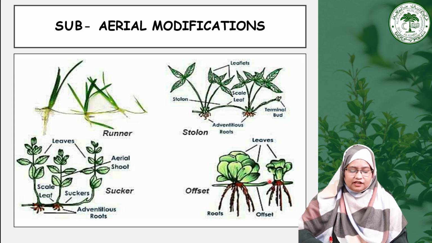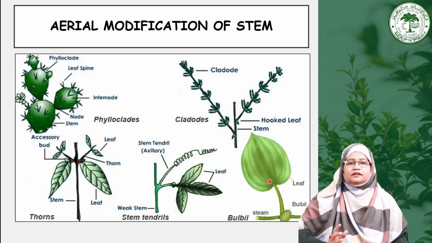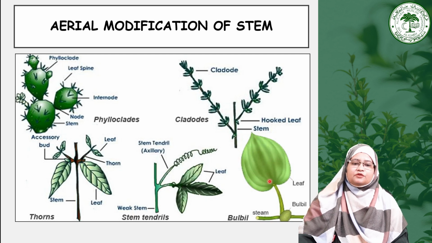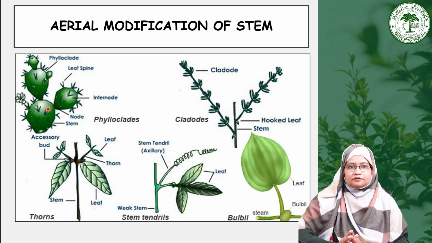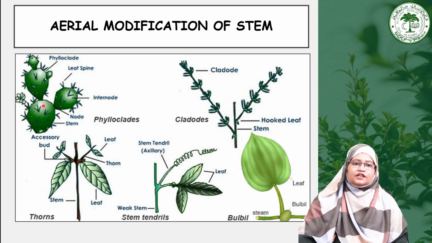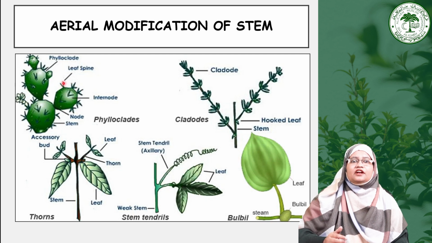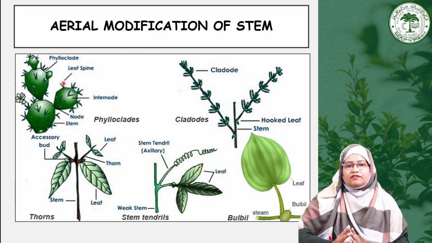These are the subaerial modifications. And the third type of modification is the aerial modifications of stem, and the most common examples are phylloclades and cladodes. Phylloclades are modifications of stem in which the stem becomes flat. As you can see in this image, this green portion is the stem, and these spiny structures are the leaves which are converted into spines. So in case of phylloclade, examples like Opuntia, the whole stem is converted into a flat structure.